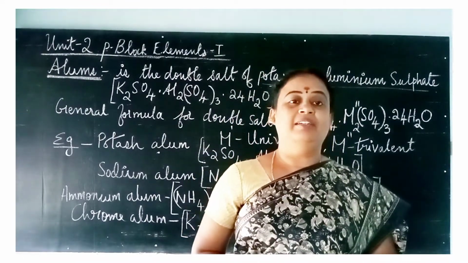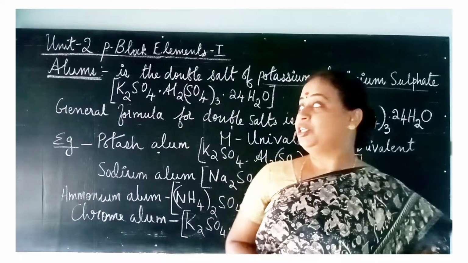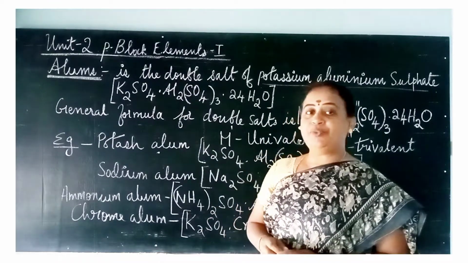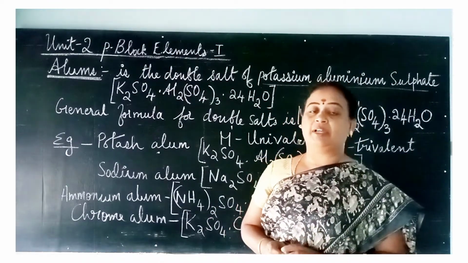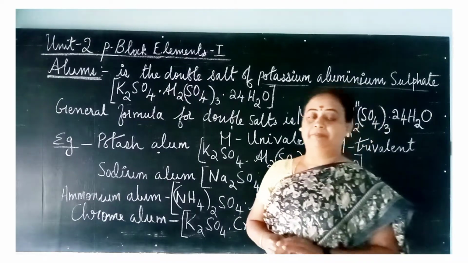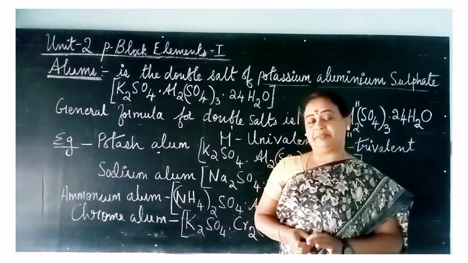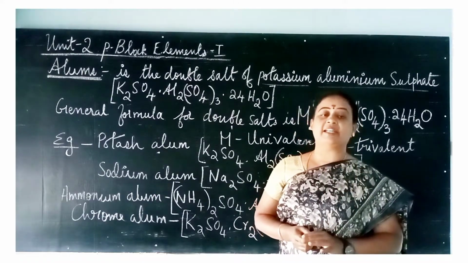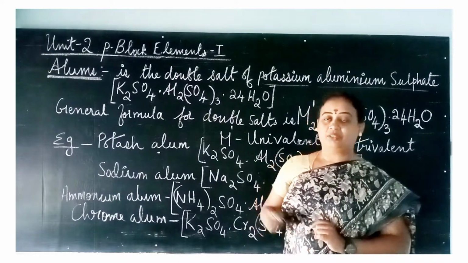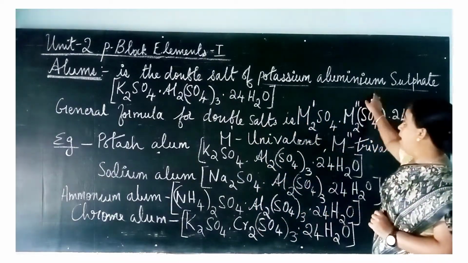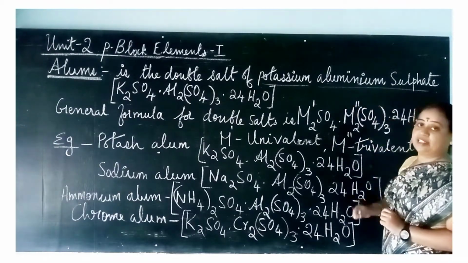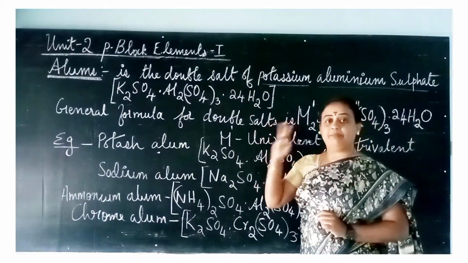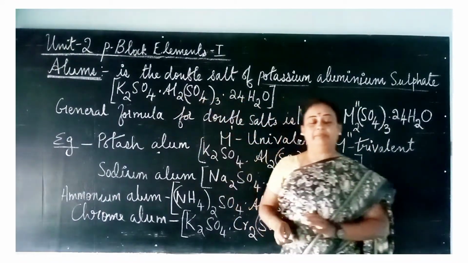Let us continue with the plus 2 chemistry unit 2, P block elements 1. In this video we are going to learn a new concept, alum. What is alum? Alum is a double salt. Double salt means two salts. What are those two salts present in this double salt? They are potassium sulfate and aluminium sulfate. These two salts are present in alum as a double salt.